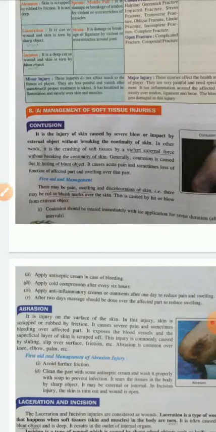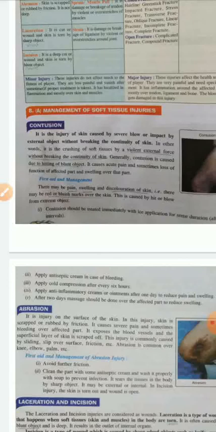Third, apply cold compression after every 6 hours. Keep compressing the affected part with cold, with ice, after every 6 hours. Next, apply anti-inflammatory cream or ointment after 1 day, so that it will reduce the pain and swelling.